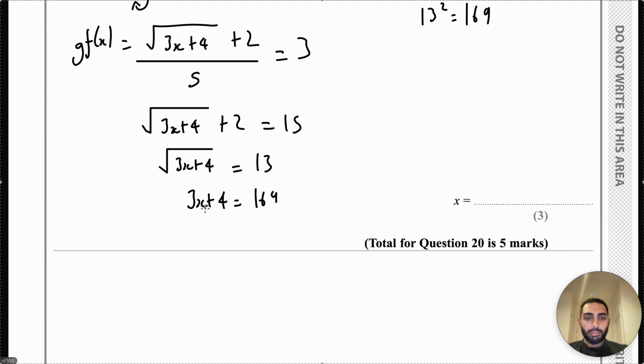x is being multiplied by 3, then we're adding 4, so take away 4. So 3x is equal to 165. And we just need to divide this by 3. So 165 divided by 3. 3 doesn't go into 1, it goes into 16 5 times with a remainder of 1. 3 is going into 15 5 times. So the answer is 55.